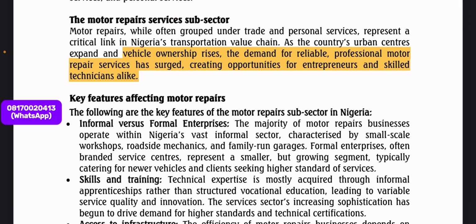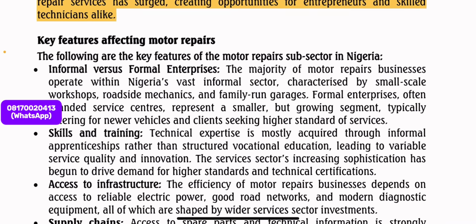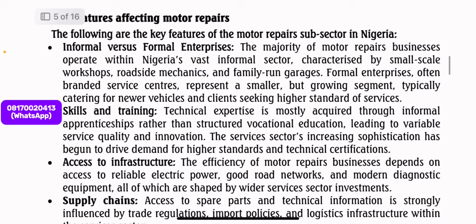Then they gave us some information about the features of the motor repairs sector, and told us about how some are informal. You have your roadside mechanic, and you have your sophisticated mechanic shops, and then you have the roadside ones as well. So that's basically telling us the difference between the two of them.